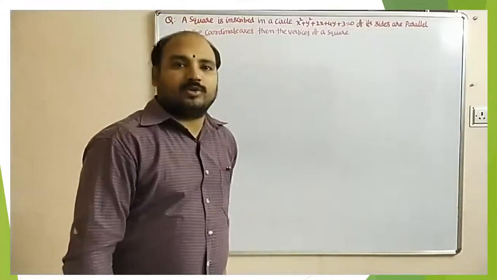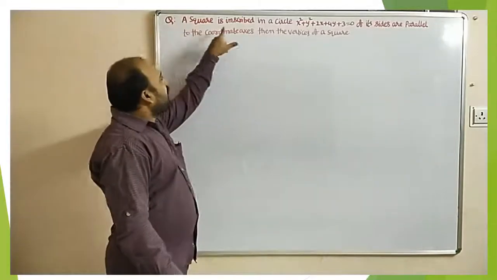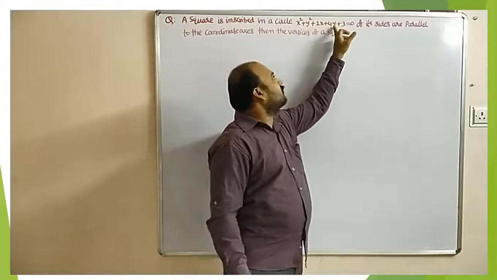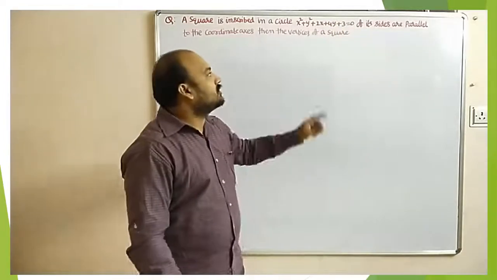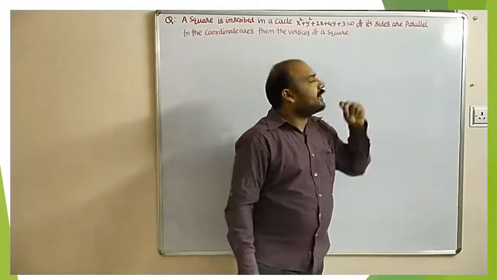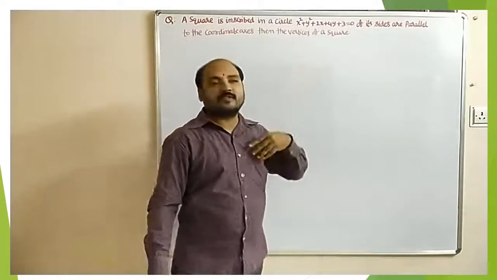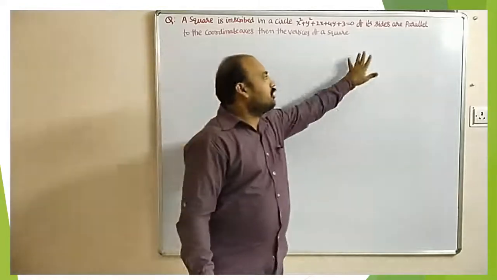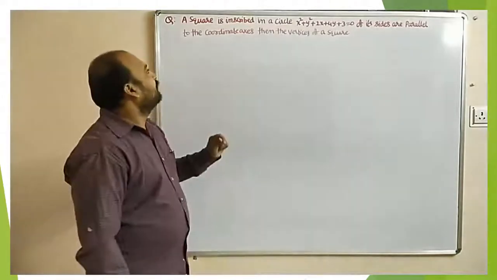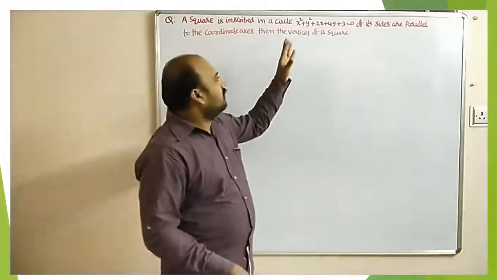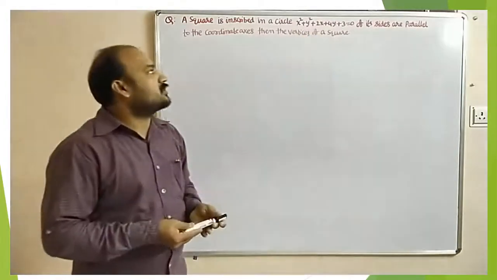We'll move to the next question. A square is inscribed in a circle x square plus y square plus 2x plus 4y plus 3 equal to 0. If its sides are parallel to the coordinate axes, then the vertices of the square are. Here multiple choice options are not there, I have just given it as a question. A square is inscribed in the circle.